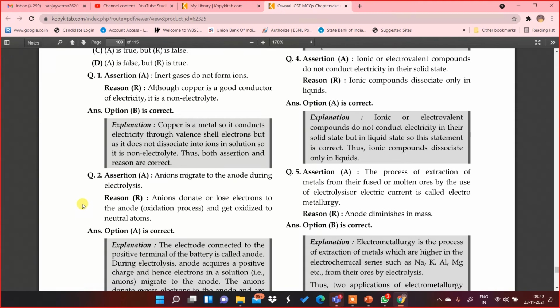Question number 2. Now look at question number 2. Assertion A. The statement is given: anions migrate to the anode during electrolysis. That is true. Correct. Anions, they will go to the anode during electrolysis. Now let us look at the reason. Anions donate or lose electrons to the anode.